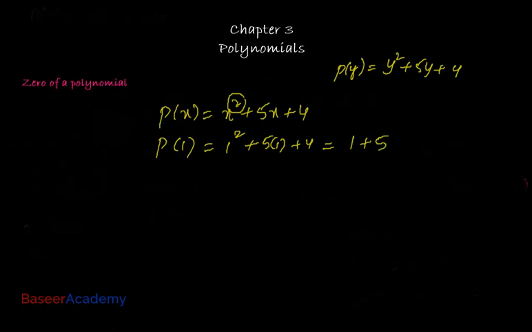5 ones are 5 plus 4. How much do I get? 5 plus 4 is 9. 9 plus 1 is 10. Okay. Let me substitute the value of x as minus 1 this time.